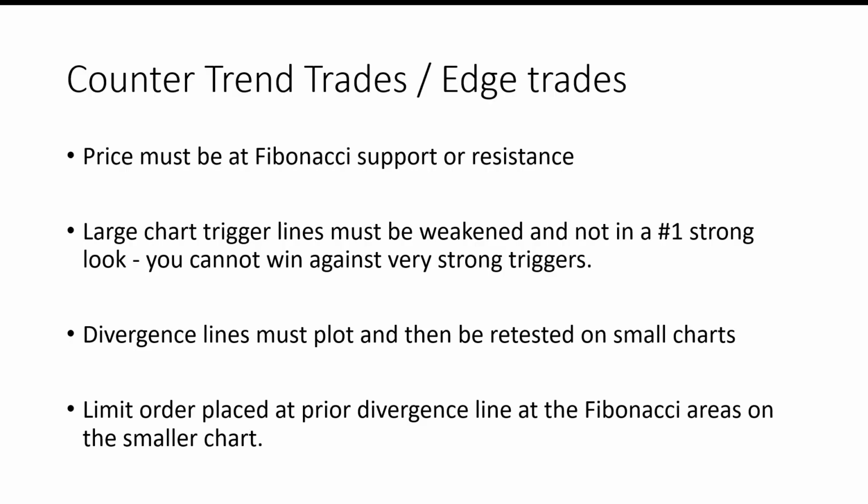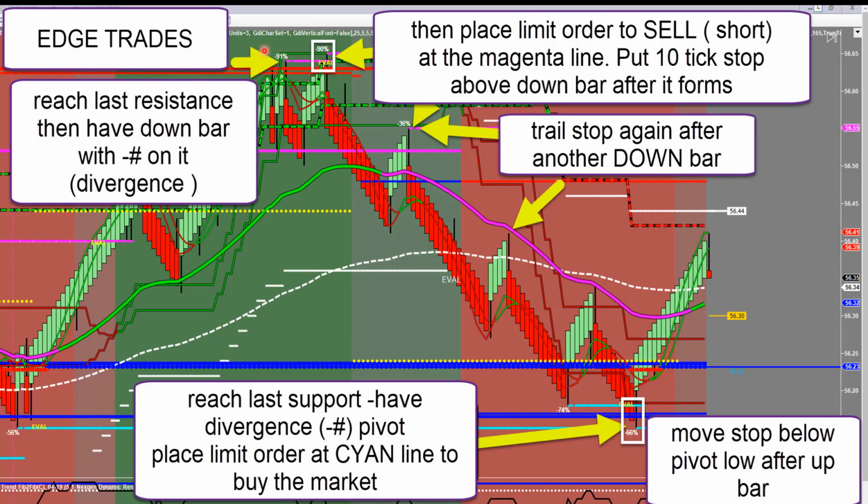So let's talk about rules. Counter trend trades: price must be at support or resistance. The large chart must not have a strong trigger line look. Divergence must be true, and you place the limit order at the magenta or cyan line. So watch. This is it. Every time, same thing. You get to Fibonacci resistance. Obviously, the large chart has to say it's okay.